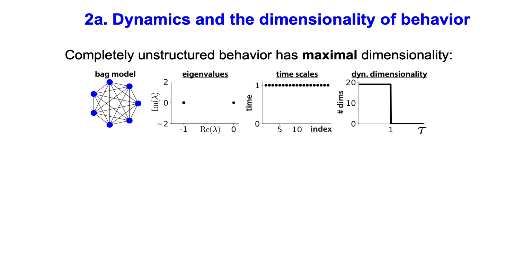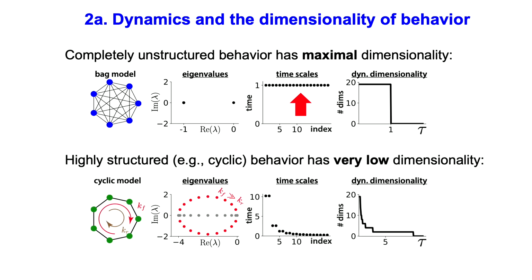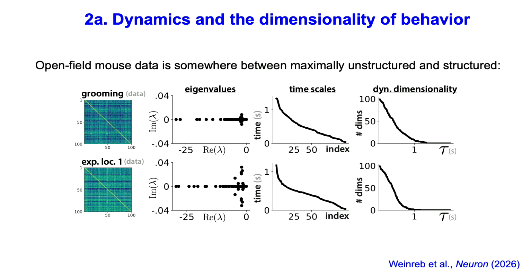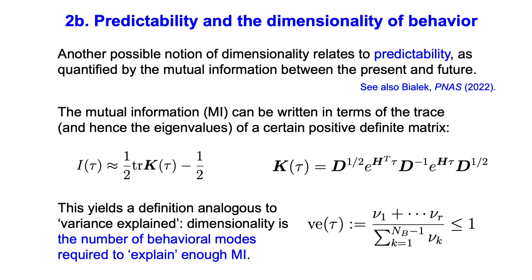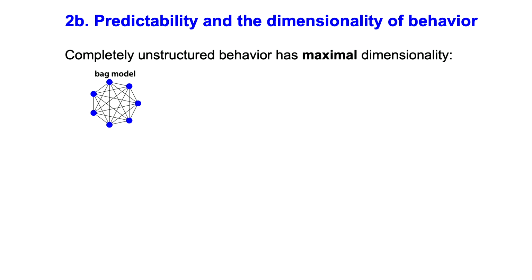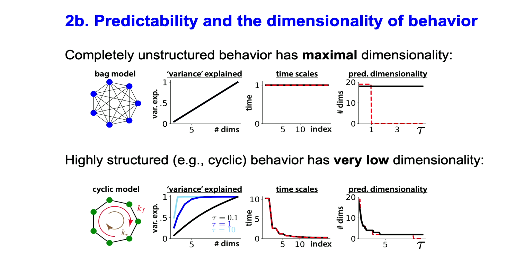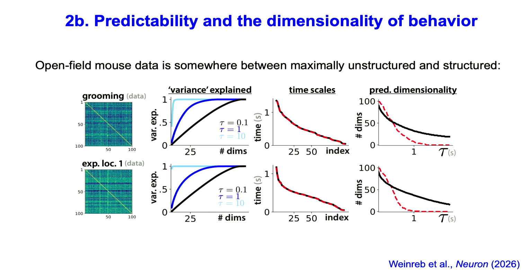And so this has reasonable properties, like very unstructured behavior is construed as high dimensional, and highly structured behavior like ABCD is construed as very low dimensional. And real behavior is somewhere in between those two things, which kind of makes sense to me. There's another way you can do this based on mutual information, but it ends up getting you to kind of the same place. So conceptually it's a bit different, but quantitatively it doesn't look so distinct. And again, real data is somewhere between maximally unstructured and maximally structured.